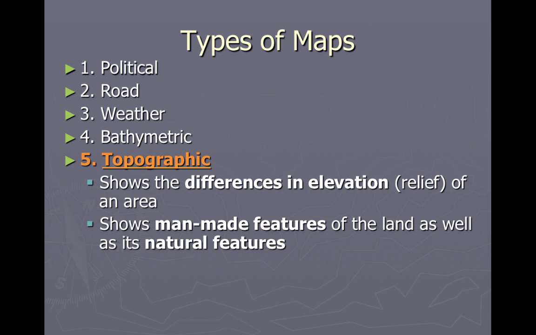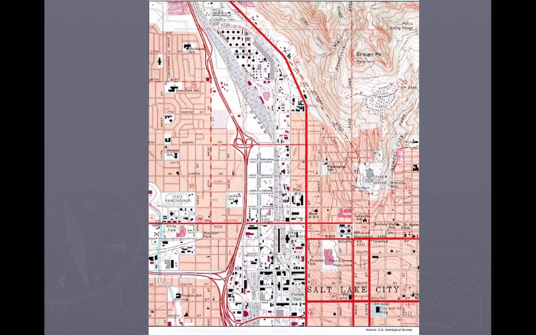And then there are topographic maps, which will be a subject in this section. Topographic maps show you the differences in elevation of an area, and they also show you man-made features. Here's a typical look at a topographic map. This is Salt Lake City, so there's streets on it, but there's also little tiny brown lines on the surface that indicate elevation, and that you'll be learning in this section.